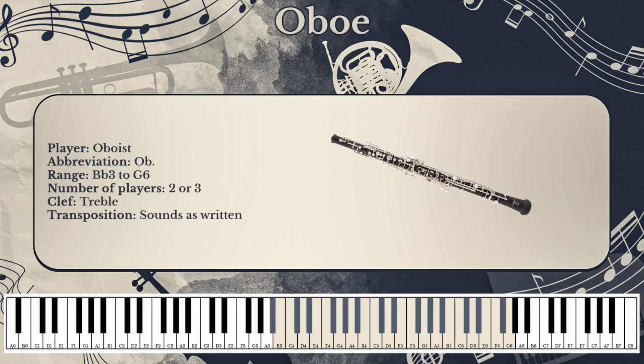The oboe has a bright, penetrating sound that often carries the main melodic line in the woodwind section. There are usually 2 or 3 oboists in a symphony orchestra. Its pitch ranges from B flat 3 to G6 and it sounds as written. The oboe music sheet is notated in treble clef. The oboe is a double reed instrument, meaning the player produces sound by blowing air through 2 joined reeds that vibrate against each other.